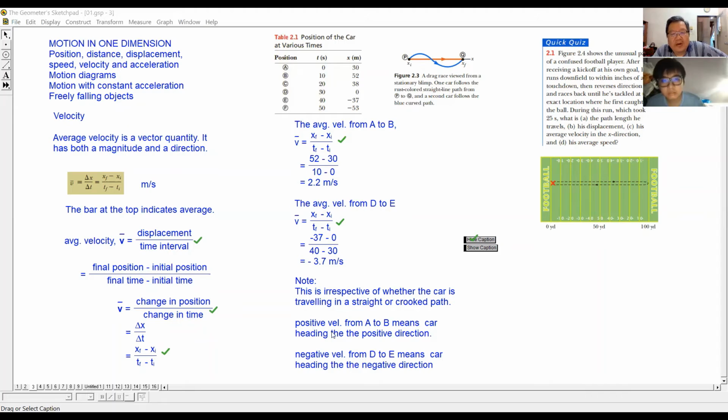Then the second one, positive velocity from A to B means the car is heading in the positive direction. Now this can be judged by the position of the car. Now at first it is 30, finally it is 52. That means it is more towards the right, so that means the car is traveling from left to right. Okay or not? At first it is 30, finally it is 52, so it must be traveling towards the left side.